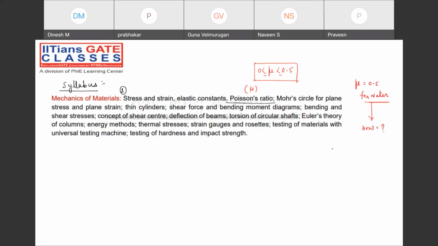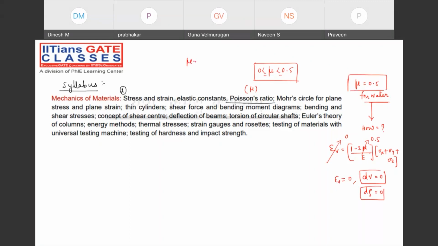How can you say that? You know the volumetric strain that I am going to discuss afterwards in strength of material, this is the formula for volumetric strain. In this one, when you put mu equal to 0.5, this value is going to be 0. When volumetric strain is equal to 0, then change in volume will also be 0. Change in volume is 0, that means change in density will also be 0. And you know that water is an incompressible fluid, right? So that's the reason 0.5 is justified.